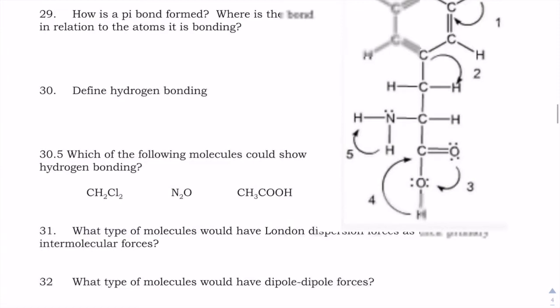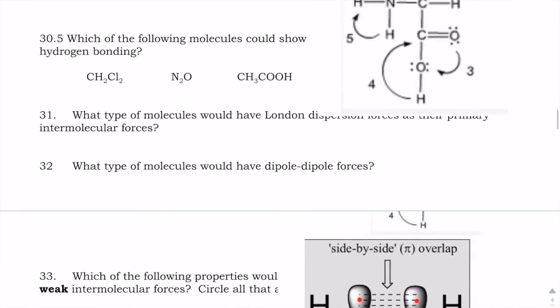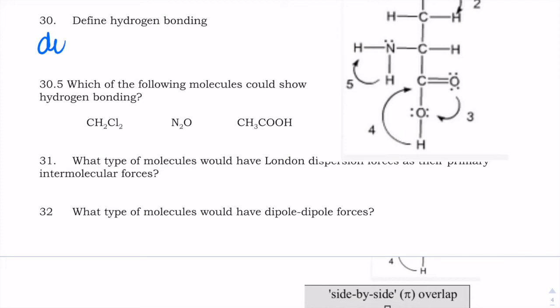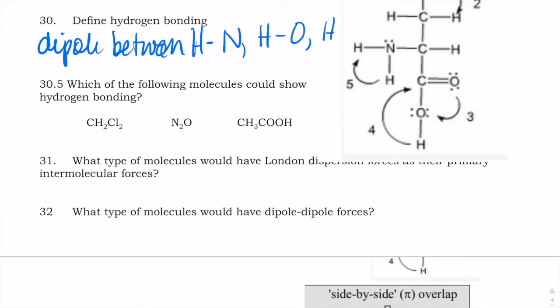So, define hydrogen bonding. A dipole between hydrogen and nitrogen, hydrogen and oxygen, or hydrogen and fluorine. Which could show hydrogen bonding? Anything that has hydrogen bonded to either nitrogen, oxygen, or fluorine. Hydrogen bonded to carbon? No. No hydrogen at all. Here, hydrogen's bonded to an oxygen, so this one has hydrogen bonding.